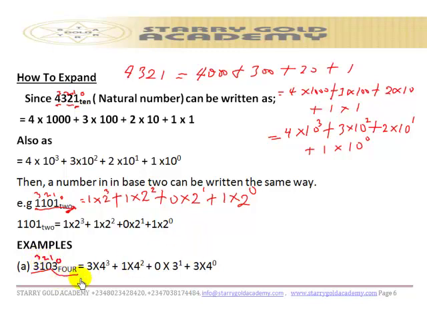So you have 3 times your base 4 raised to the power 3, plus 1 times your base 4 raised to the power 2, plus 0 times your base 4, not 3, raised to the power 1, plus 3 times your base 4 raised to the power 0. Now what you have just done is you have just expanded this number. Let's check out other examples that we can expand.